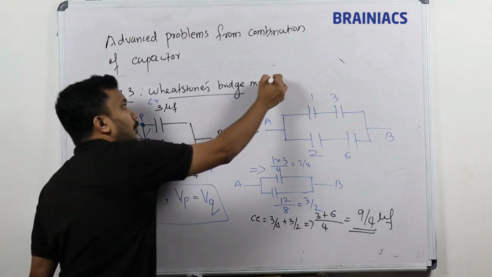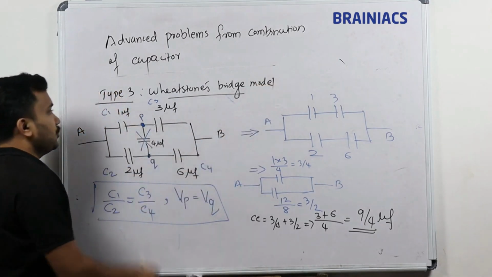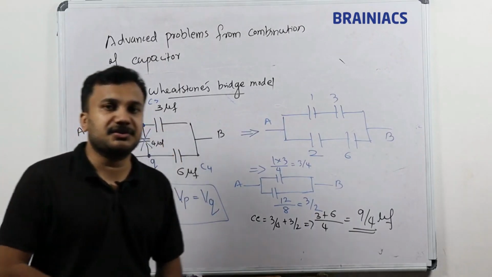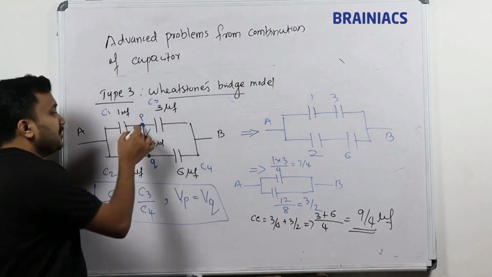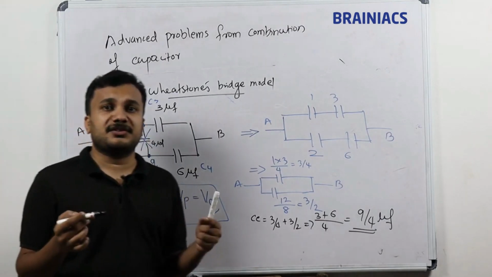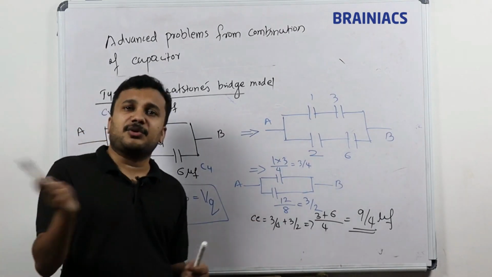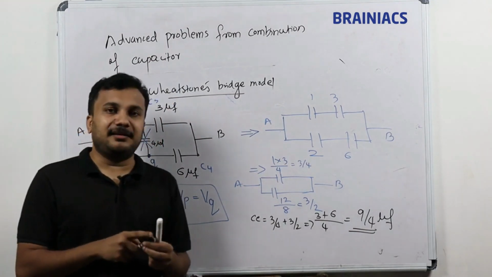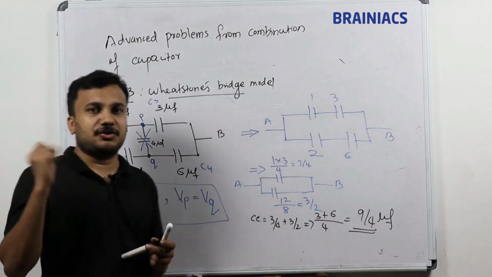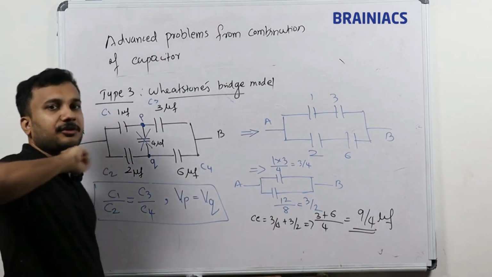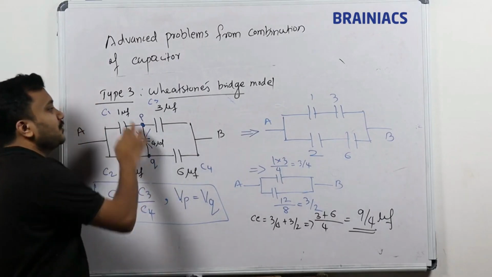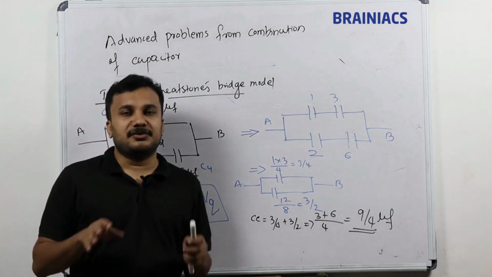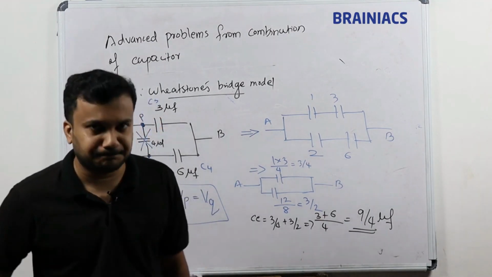In the Wheatstone's bridge model, whenever the left hand side ratio is equal to the right hand side ratio, what happens? The voltage at point P is equal to the voltage at point Q. Two voltages at two different points are the same, and if you connect any device between them, nothing will happen. That is a dead device. So you can just remove the 4 microfarad, throw it in the waste basket. That's all. Only 1 and 3 will be effective, and on the bottom 2 and 6 will be effective. This is what is actually happening there.